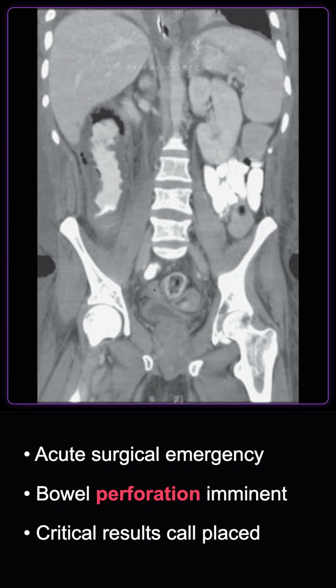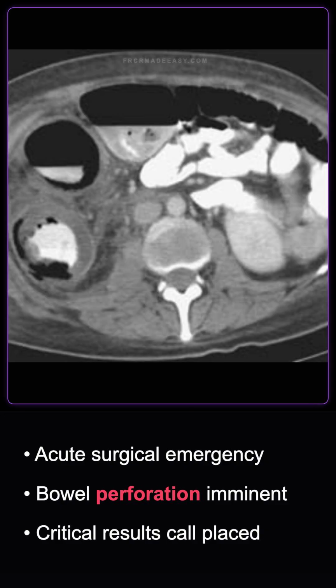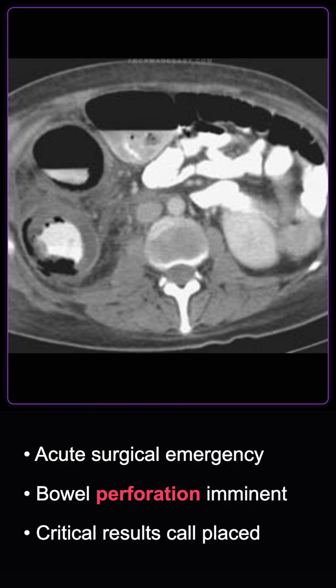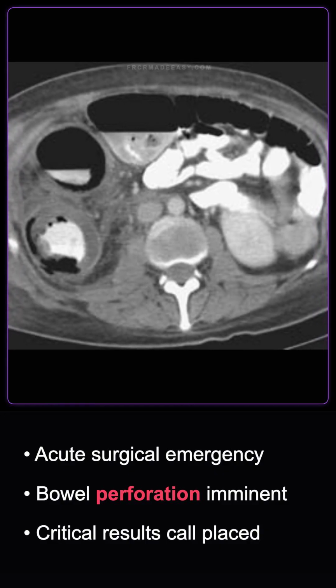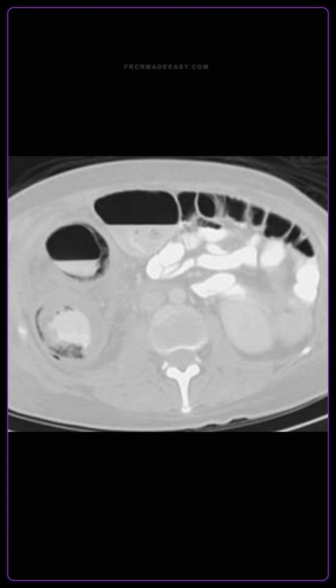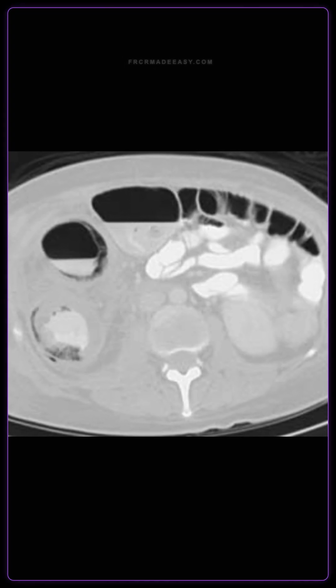This represents an acute surgical emergency. I would immediately place a critical results call to the intensive care and general surgery teams to report the impending bowel perforation. What specific surgical intervention would you advise the team to prepare for?